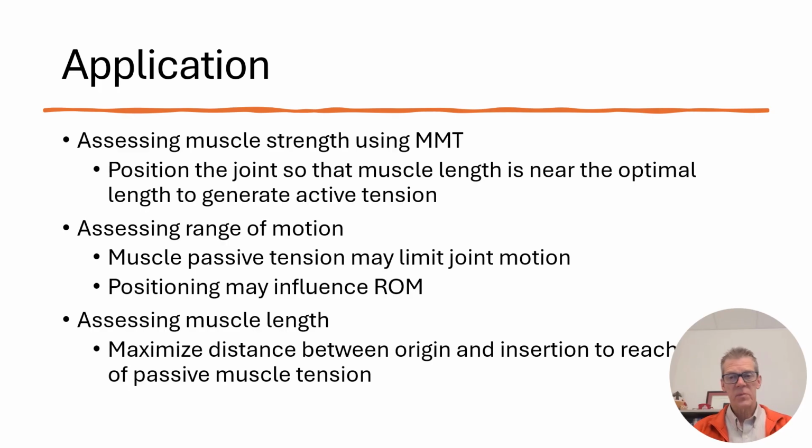And then there are some muscle length tests that we'll do. If you think about the hamstrings, for example, it's a really good example. We've got some tests that'll look at hamstring length, and that's really the distance between the origin and insertion. We position the joint and the person in such a way that we maximize that distance by moving them further and further at their joint. And we can assess muscle length. So it's important to understand how passive tension impacts that measurement.